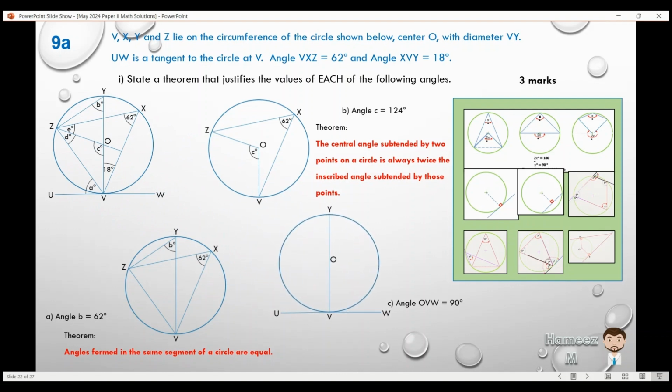So what do we know? It looks like that fourth rule, where we have a tangent and we have a radius, and there's a right angle there. So the rule simply states a right angle is formed between the radius of a circle and its tangent. So that's the reason OVW is equal to 90 degrees.